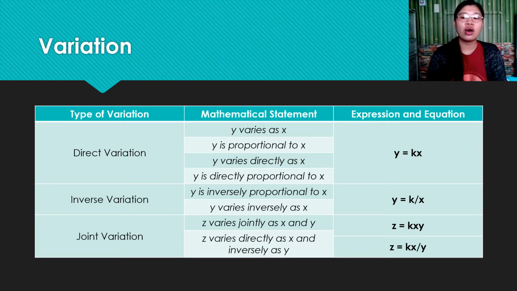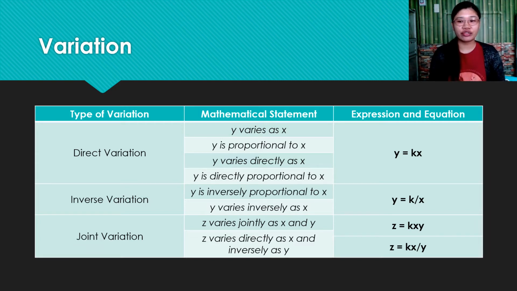For example, y varies as x. That refers to direct variation or direct proportionality. Another statement is y is proportional to x. Another is y varies directly as x. And also we have y is directly proportional to x. In equation, it is y equals kx, wherein k is what we call our constant or proportionality constant.